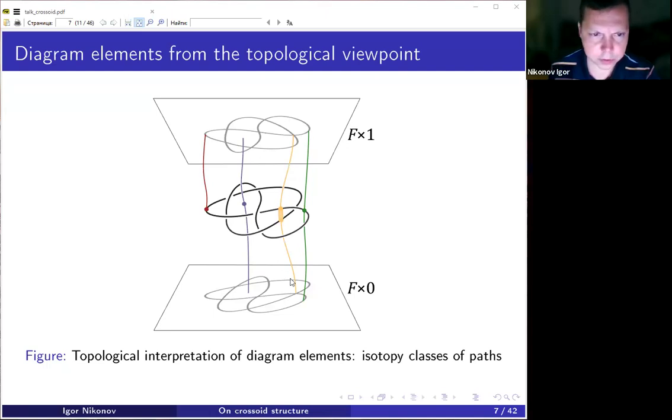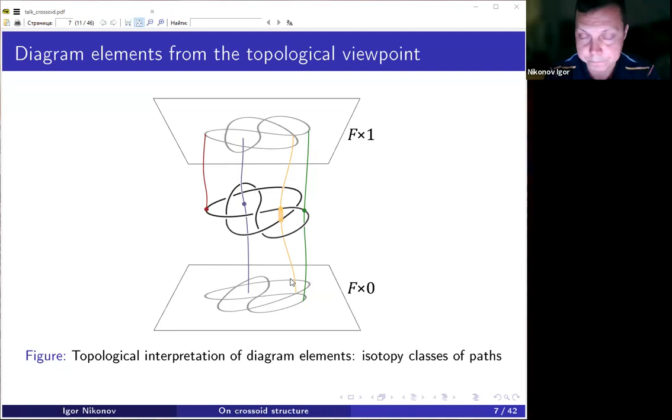So we should consider the typical classes of such paths with a framed arc in them. So this will be the universal labels for diagram elements. And if we deal with the isotopy classes of paths considered up to isotopy, it is a very large set. So we can simplify these sets by considering not isotopy but homotopy between the paths.